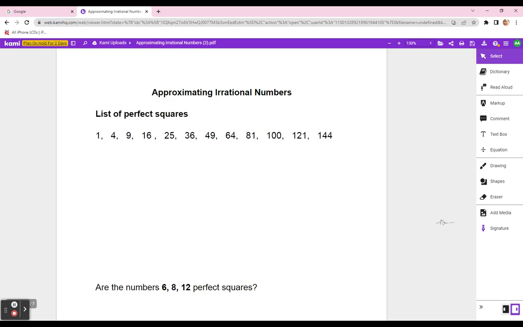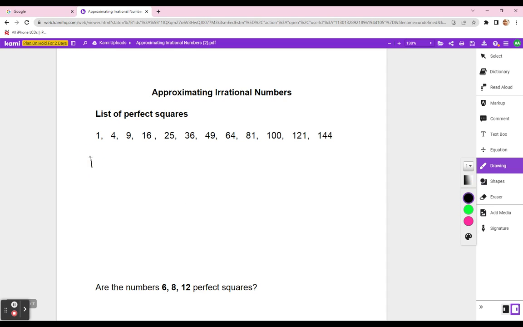Hi everyone. In this lesson, we're going to learn how to approximate the value of an irrational number. But before we do that, we're going to learn how to determine if a number is a perfect square or not. So let's look at this list of perfect squares.